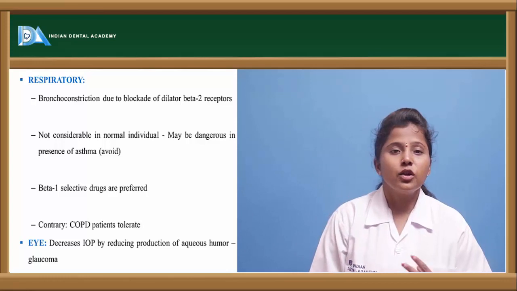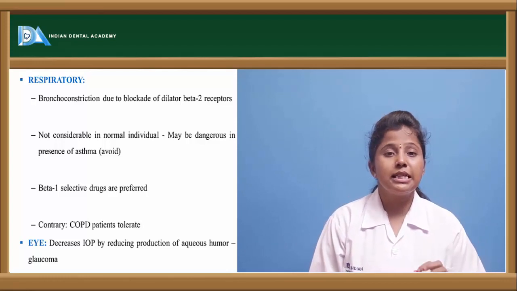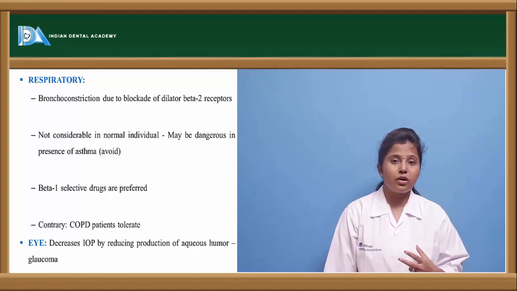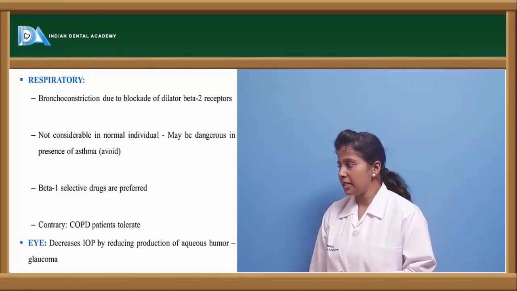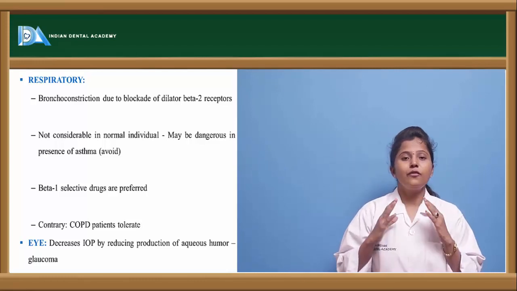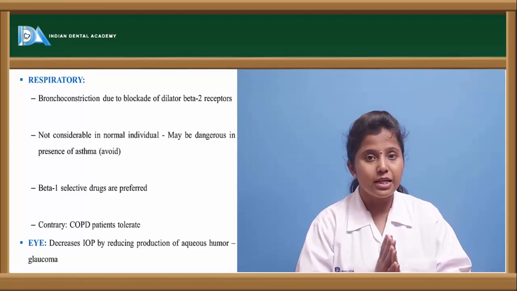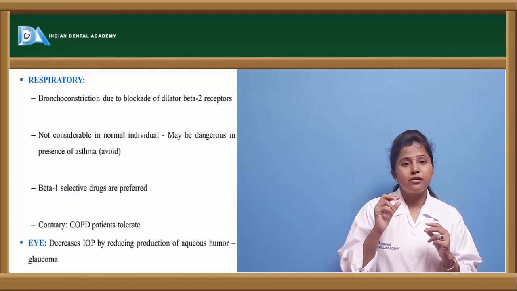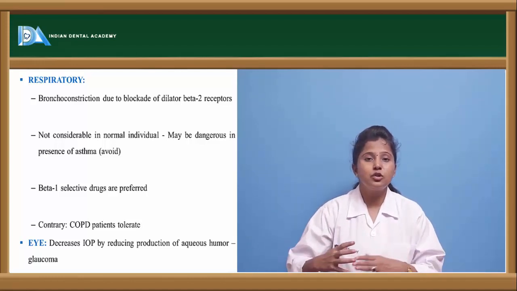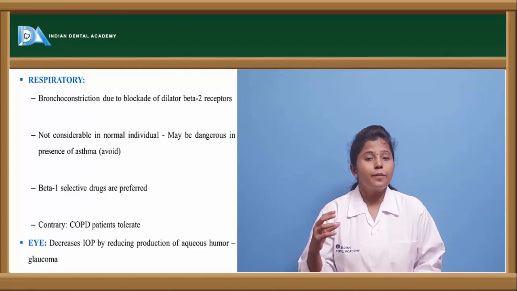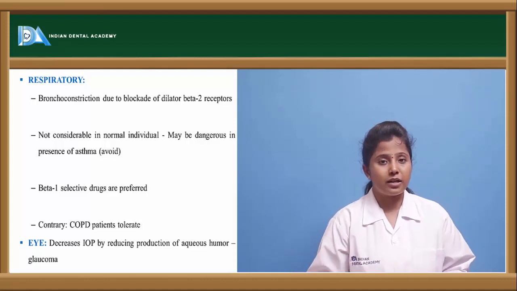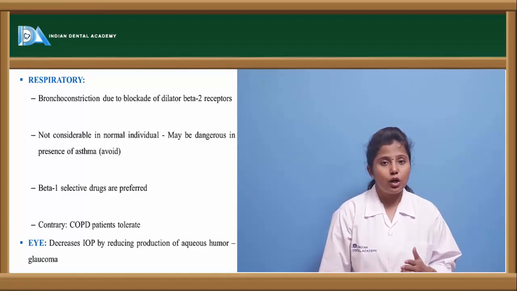And in the eye, it causes decreased intraocular pressure. So the pressure which is created inside the eye is decreased. Because of that, it leads to a condition called glaucoma. If intraocular pressure is altered, the vision is not proper, and it leads to various other eye disorders, and because of those consequences, it leads to blindness. So this condition is called glaucoma.